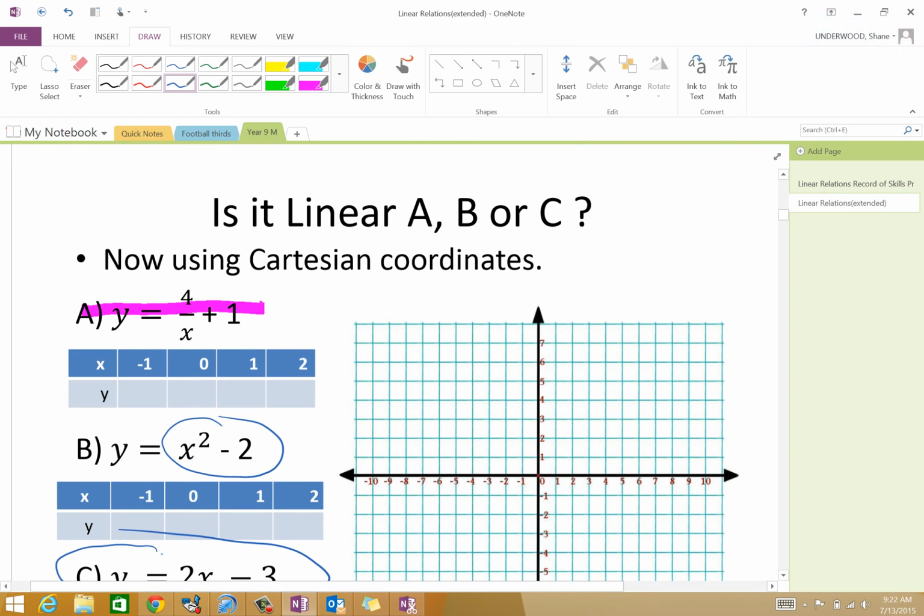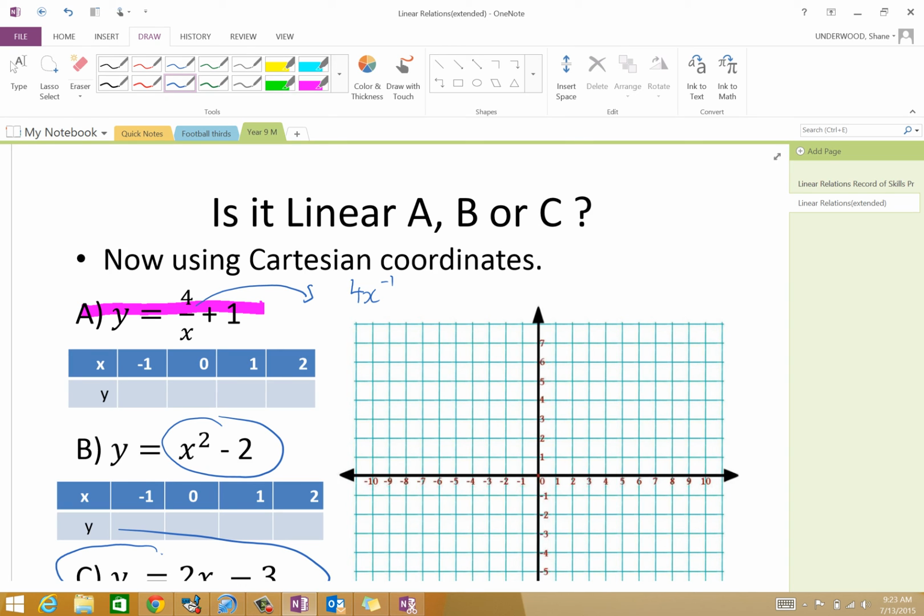In this case, what's the coefficient of x to the power of -1? Remember that when we did our indices, isn't 4 over x the same as 4x to the power of -1? So what's the coefficient of x to the power of -1? 4. And what's the constant? 1. So the coefficient was 4, the constant was 1.